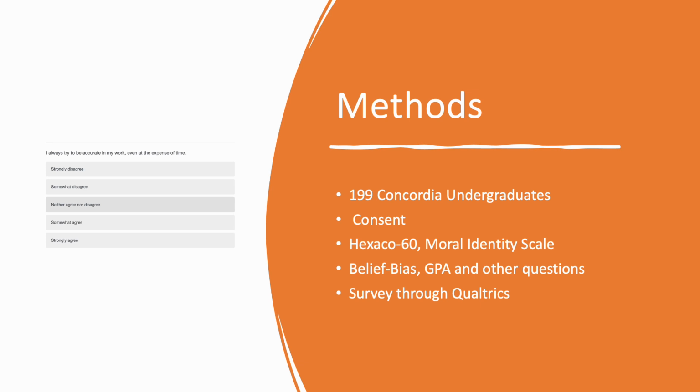To start with our participants, we had 199 Concordia undergraduate students. They had to sign a consent online. They did the survey through Qualtrics. They did a HEXACO-60 questionnaire, moral identity scale, belief bias, GPA, and other questions like estimated outdoor activity and estimated intelligence.